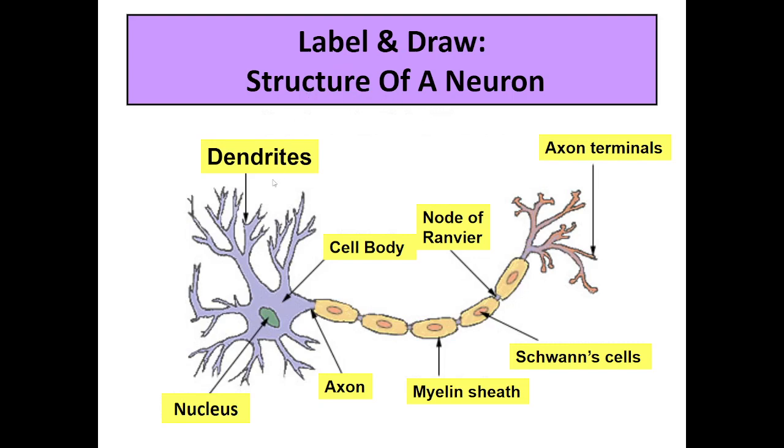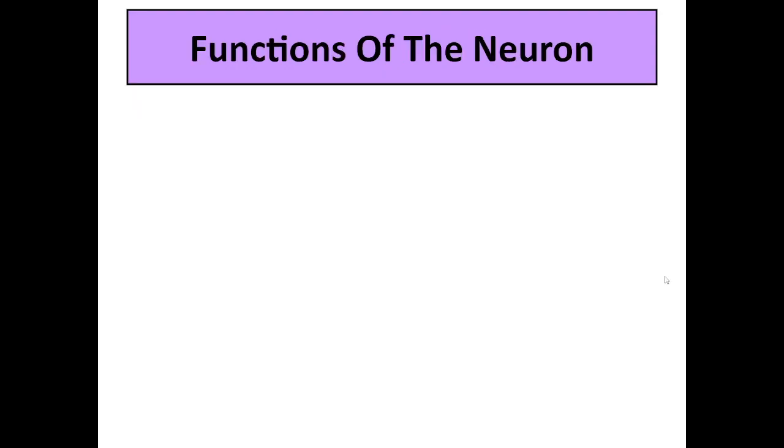The structure of a neuron. The ends of the neuron are dendrites, then in the middle is a nucleus. Then the connection between the cell body and the myelin sheath is the axon. The inside is the Schwann cells, and then there's the node of Ranvier and axon terminals.